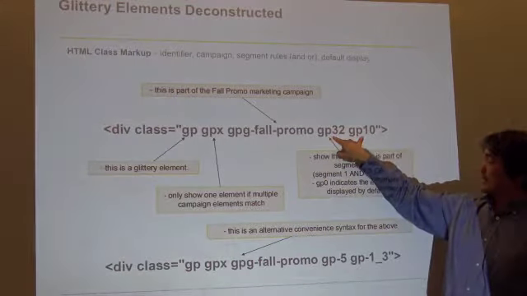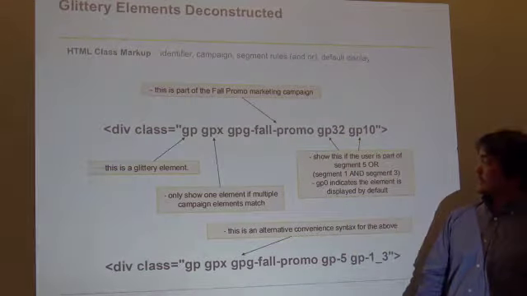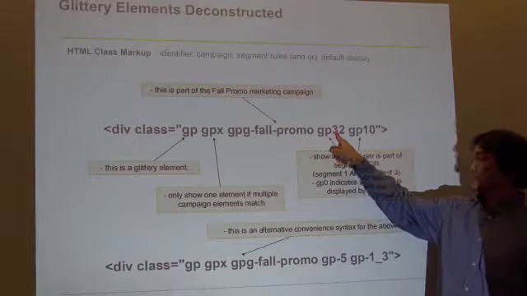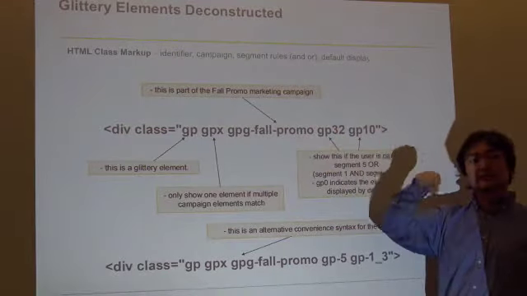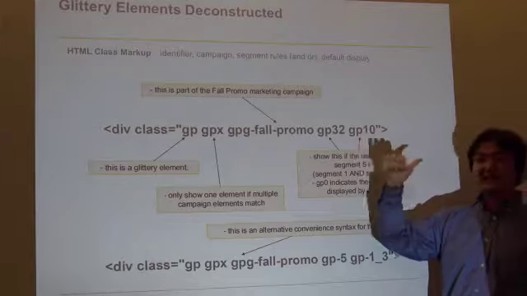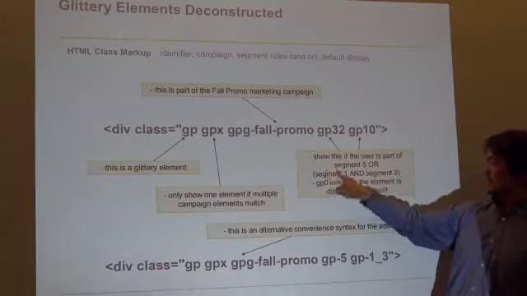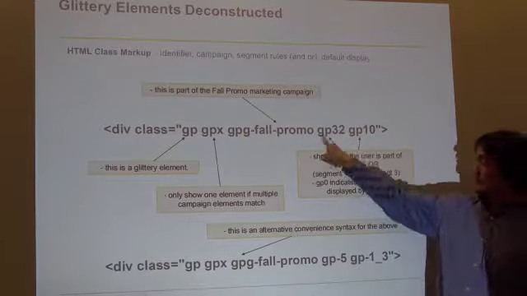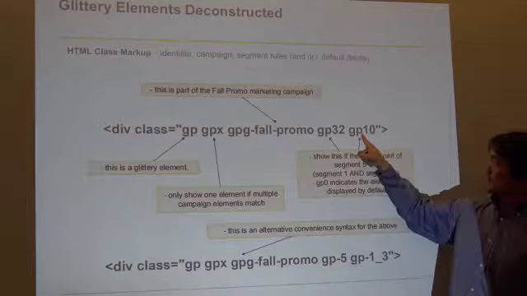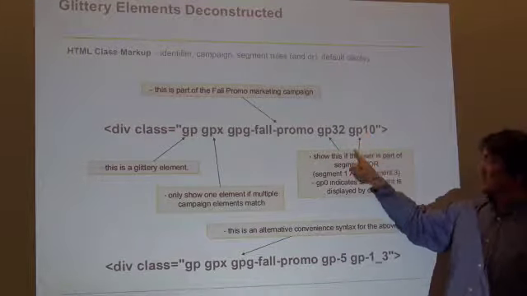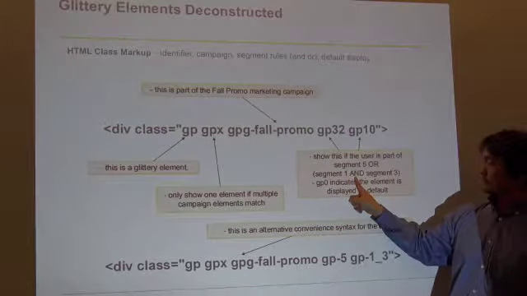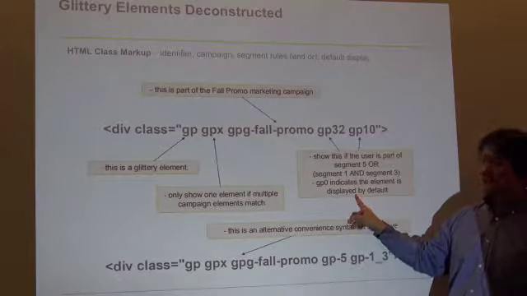And here's the actual data. So GP32 and GP10. What does that mean? Well, if you think about that 32 and reduce it into its binary representation, it's going to be 00001. So that fifth segment is active. That means segment 5: show this element if the user is part of segment 5, or if the user is part of whatever segments this represents. In this case, it represents segments 1 and 3 in that single digit. And GP0 indicates the element is to be displayed by default.